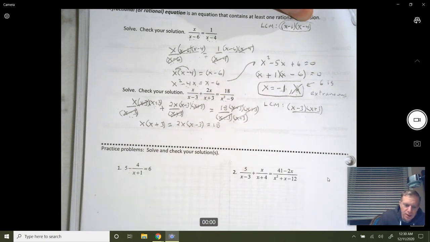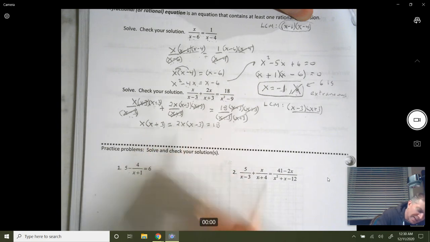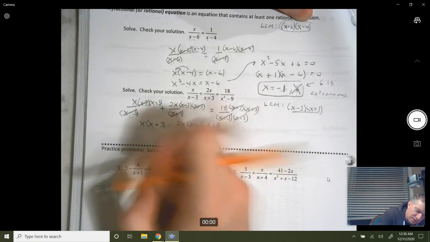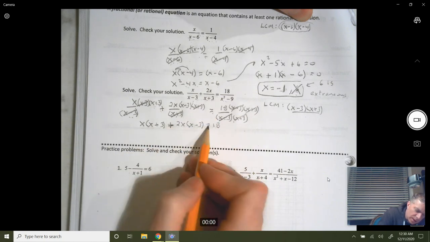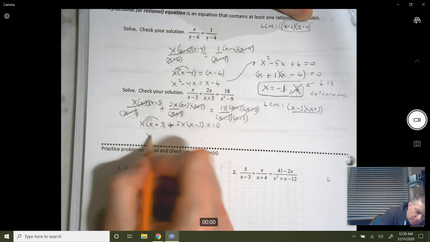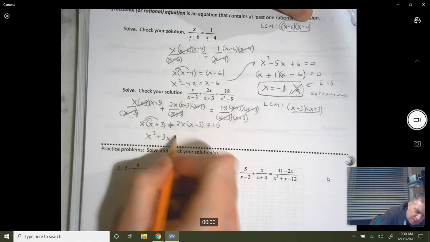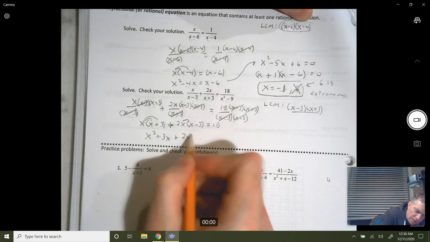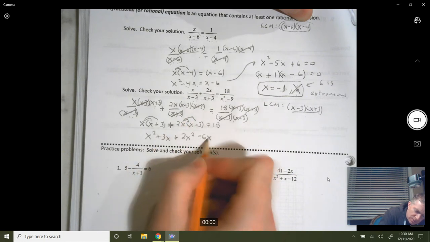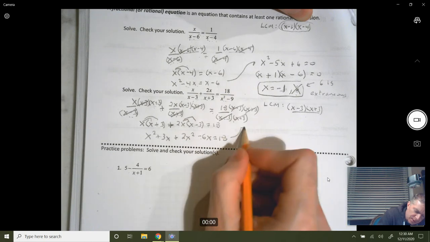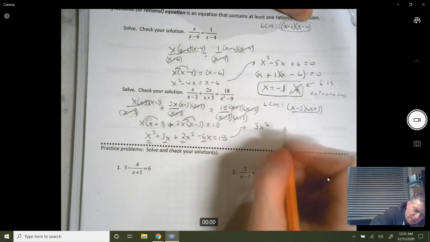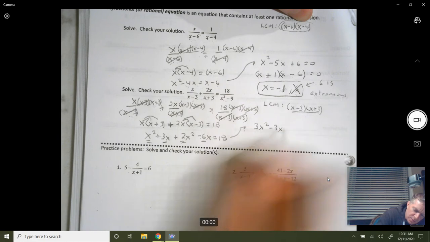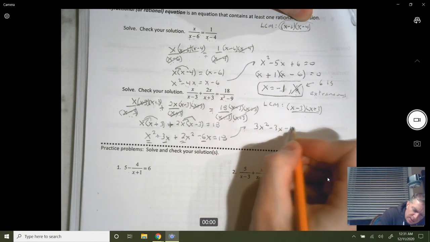Okay. Now we solve, distribute. Oh, that should be a plus. Sorry, typo. Bring down that plus. That's an equals. Okay. So x squared plus 3x plus 2x squared minus 6x equals 18. Combine like terms, x squared and 2x squared, 3x squared plus 3x minus 6x minus 3x. And then I'll subtract 18 from both sides, so minus 18 equal to 0.